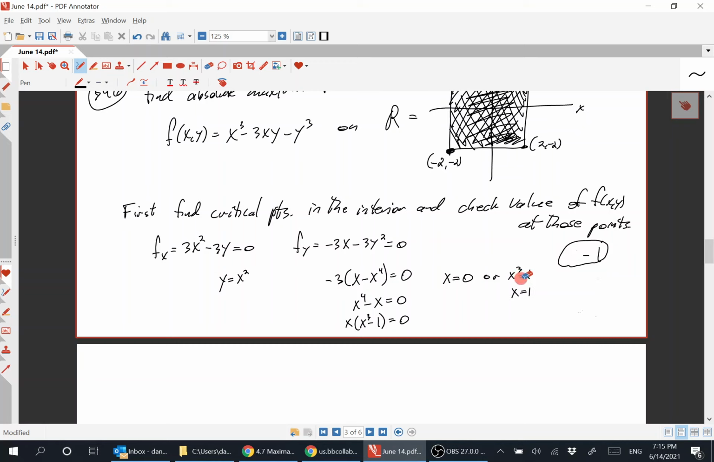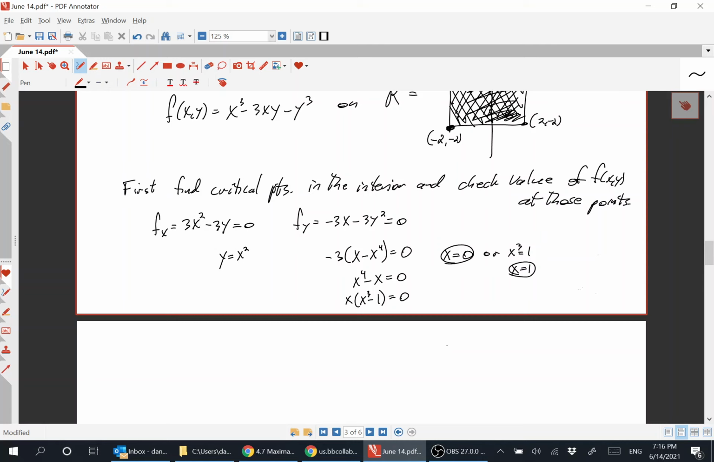So in this equation, negative 1 to the third, of course, is not equal to 1. So you always get 1 as a solution. And if you have x to the fourth equal to 1, then you get negative 1 as well. So x is equal to 0 and x is equal to 1. Now we've got to find the corresponding y values.